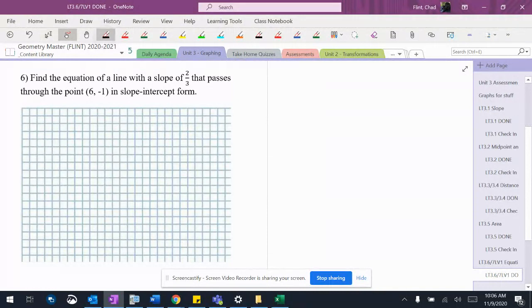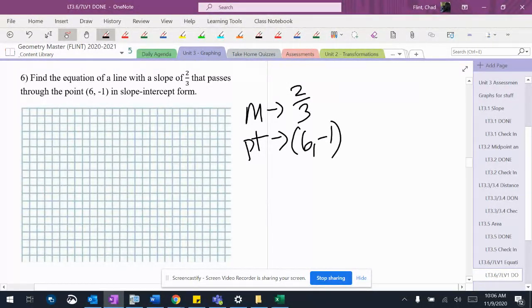So anyways, to find the equation of a line, I need the slope and I need a point. Okay, I need both of those things before I can do anything. So it says find the equation of a line with a slope of 2/3. Well, they give me the slope. That passes through the point, so they also give me the point. All right, so it wants the equation of a line, and that's the information that I'm given. So I don't have to find anything.